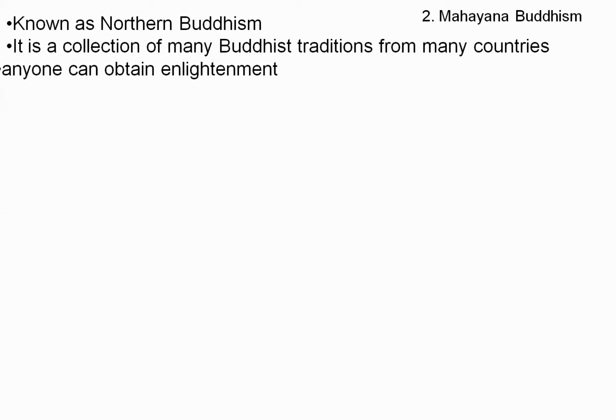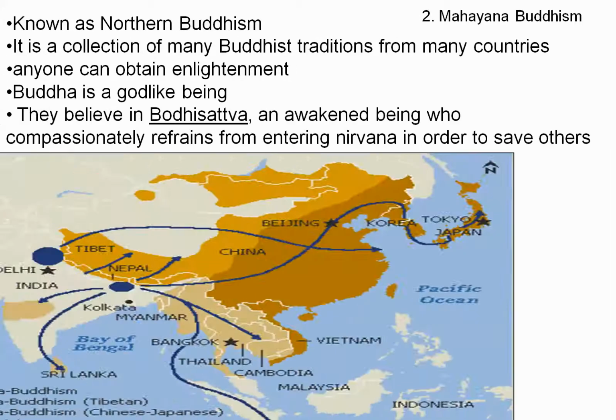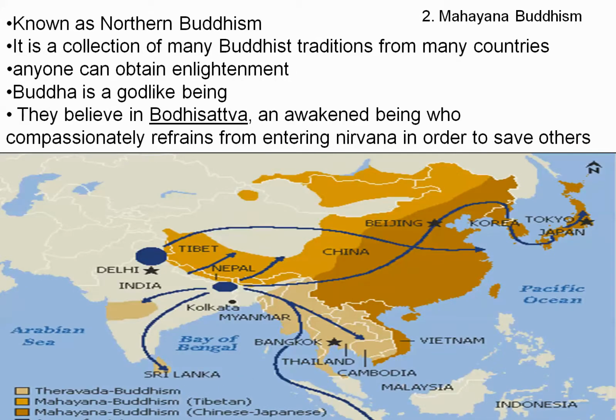Now, Mahayana is the other form of Buddhism. This is known as Northern Buddhism and is actually the more popular of the two, because you can find it all throughout not only China but Korea and Japan. It is a collection of Buddhist traditions that are found all over the world mixed together. The other thing that's important is that you don't need to be a monk, you don't need to be a missionary. Anyone can obtain enlightenment by following not only the Four Noble Truths but the Eightfold Path.